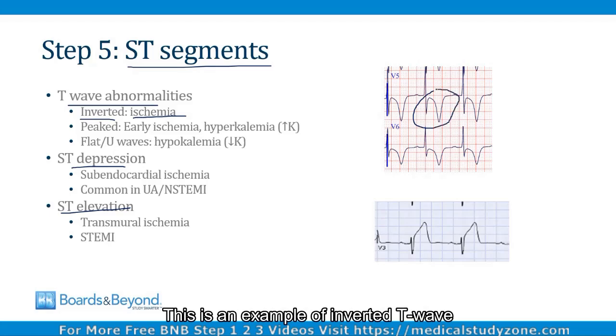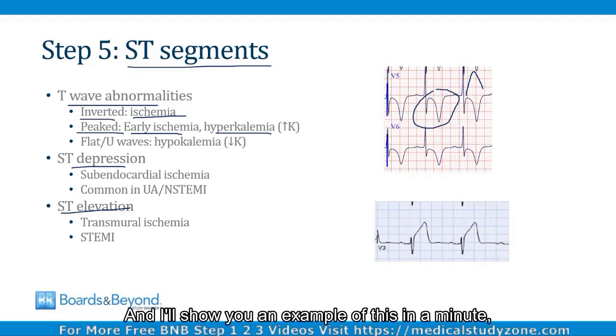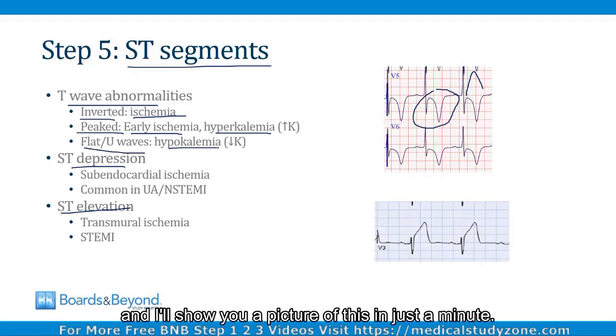This is an example of inverted T-waves shown in the slide here. They should be pointing upright like this. You can see peaked T-waves in two situations, early on in ischemia and in hyperkalemia, and I'll show you an example of this in a minute. And you can see flat T-waves and U-waves in the setting of hypokalemia, and I'll show you a picture of this in just a minute.